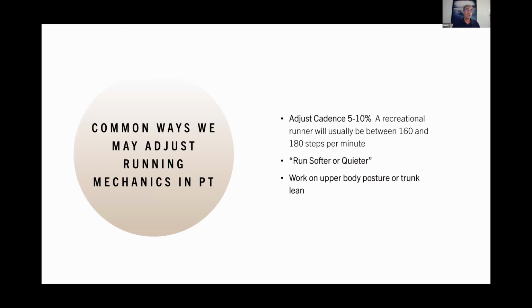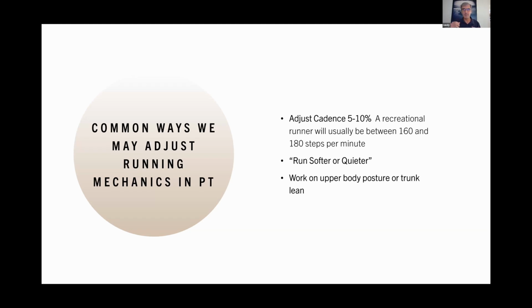Some common ways we adjust running mechanics in physical therapy is we work with patients' cadence. So if they're a recreational runner and their cadence, or steps per minute, is significantly less than 160 steps per minute, we might ask them to increase their cadence 5 or 10% at a time. Or we might ask them to run softer or quieter. Or we might work on their upper trunk posture or their trunk lean.